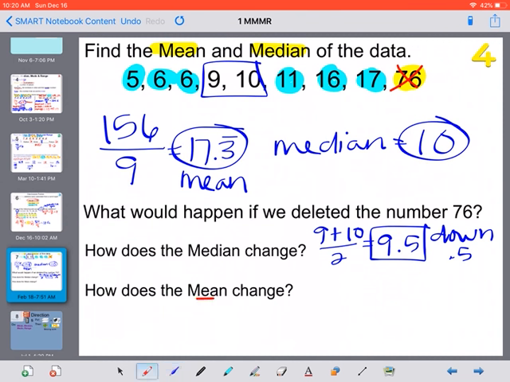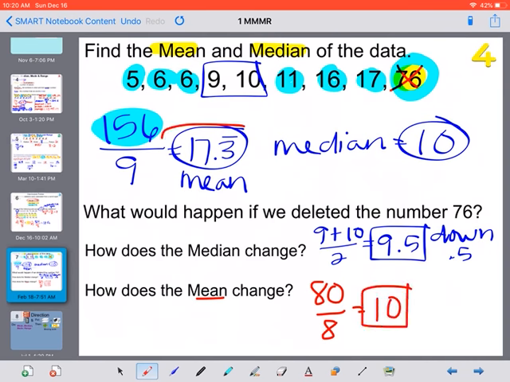But what about the mean, the average? So if we add all these up, and now we're only going to divide by 8 because we only have 8 numbers. So our total before was 156. So we know that's our total. So if we got rid of 76, we can just subtract 76. We don't have to add up all the numbers again. And that gives us 80. 80 divided by 8 is 10. So our mean changed quite a bit. Our mean went down considerably. It went down 7.3. Because this was a big number that we took into consideration.